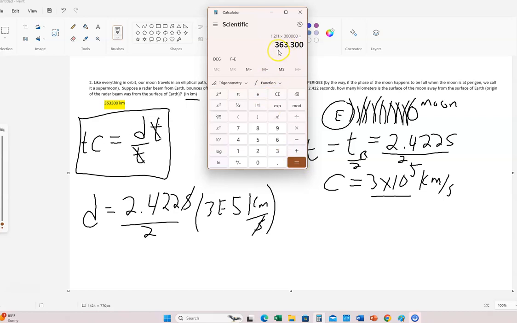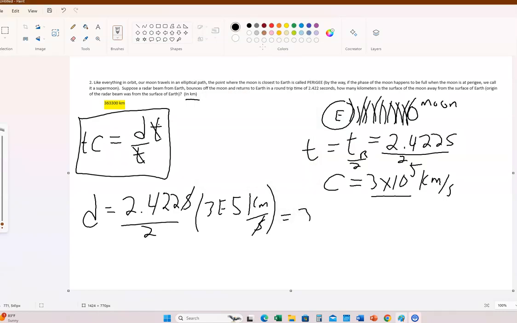The answer is 363,300 kilometers away. That's the distance to the moon when the moon is at perigee. So it's 363,300 kilometers. That's how you do problem number 2.